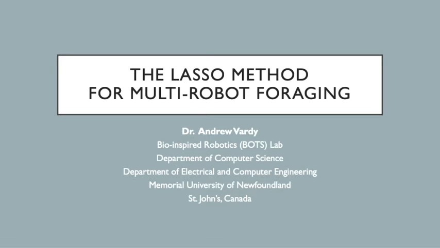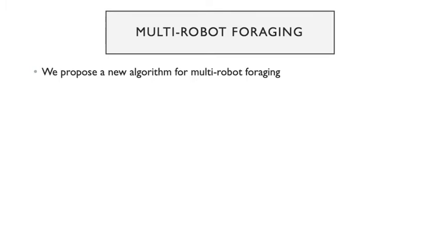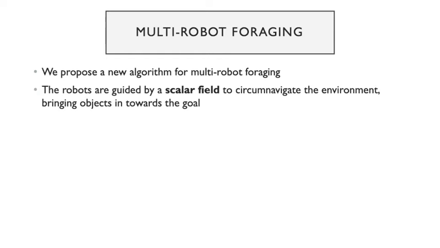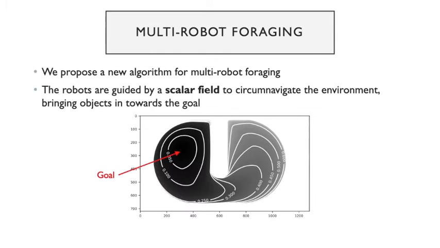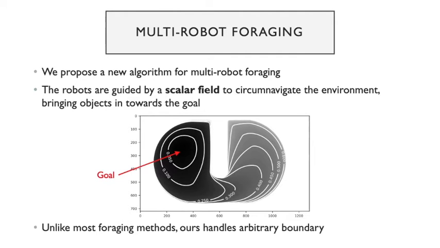The Lasso Method for Multi-Robot Foraging. We propose a new algorithm for multi-robot foraging. The robots are guided by a scalar field to circumnavigate the environment, bringing objects in towards the goal. This shows this scalar field and highlights the goal position. Unlike most foraging methods, ours handles the case of an arbitrary boundary.